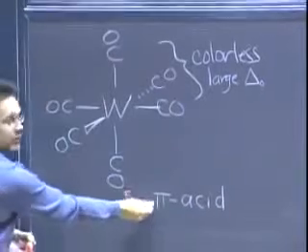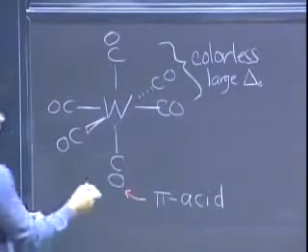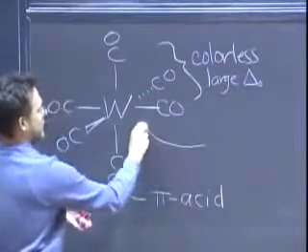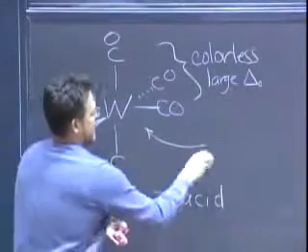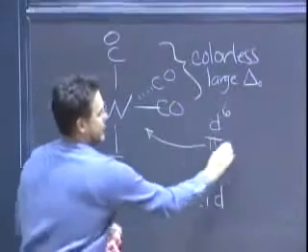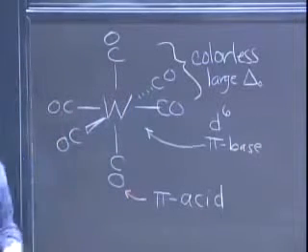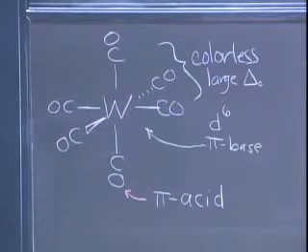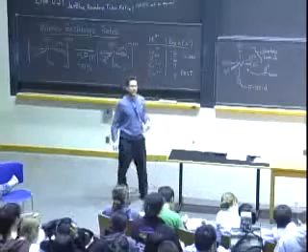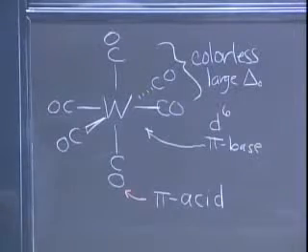Because the ligands are pi acidic and the metal center, as you'll see, is a d6 pi base, the metal itself is very electronically complementary to its set of six carbon monoxide ligands. So a system like this is very stable.